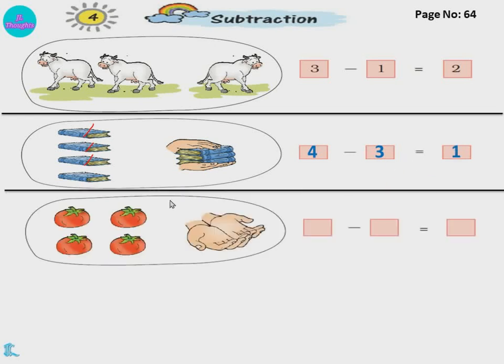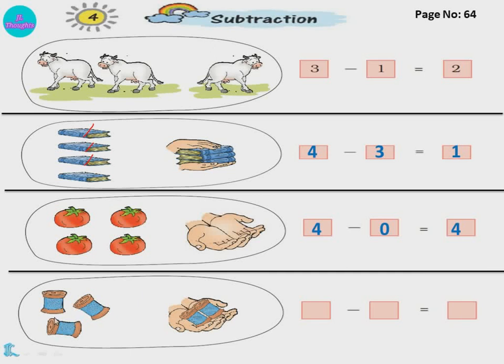Now next count the tomatoes. 1, 2, 3, 4. So 4. Are any tomatoes taken? No. Nothing means 0 equals to, so nothing is taken. So it will be same, 4.